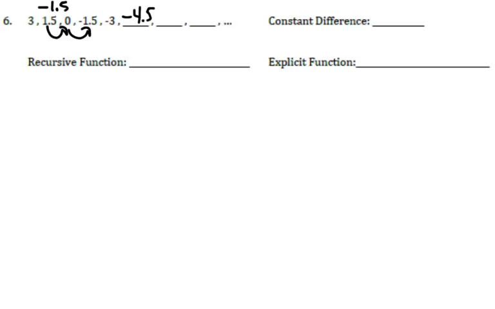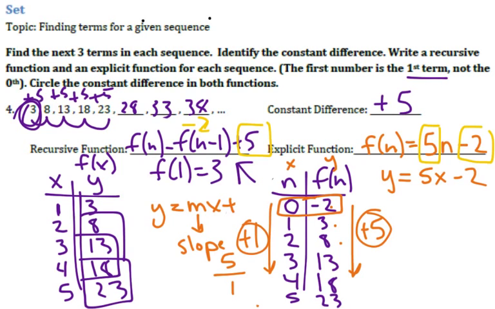Negative 4.5 minus 1.5 would give us negative 6, then negative 7.5, and so on. So what are we doing? We're subtracting 1.5 each time. That's our difference. That's the constant difference. We're doing that each time, which, if you think back to that explicit formula, we were adding a 5 each time. Our 5 showed up there and there.